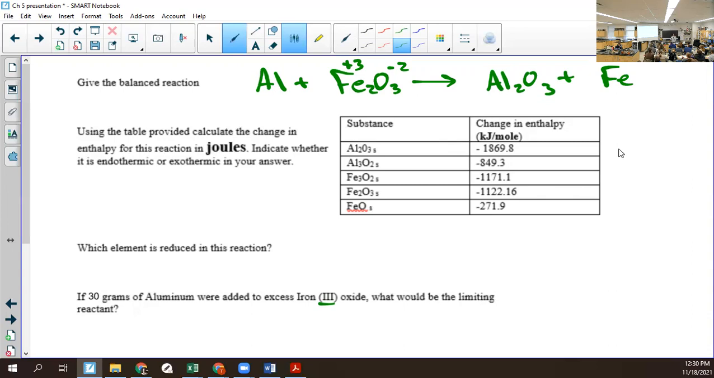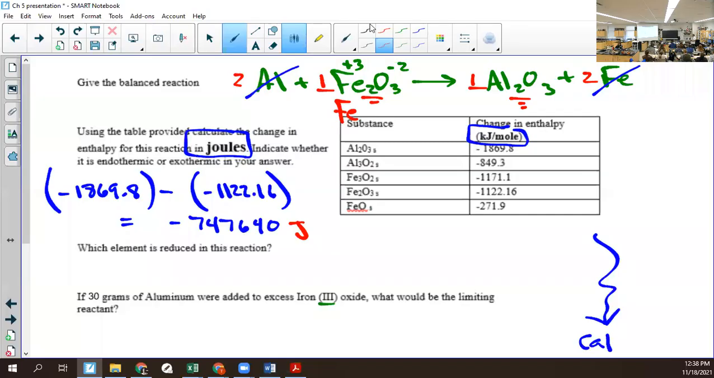Okay, there you go. It's not balanced. You balance it. You go. But here's your answer, and get over it if you should have been in class. Okay, which element is reduced? Reduced means it did what? Gained electrons. So which one went from a positive to a 0? Iron.